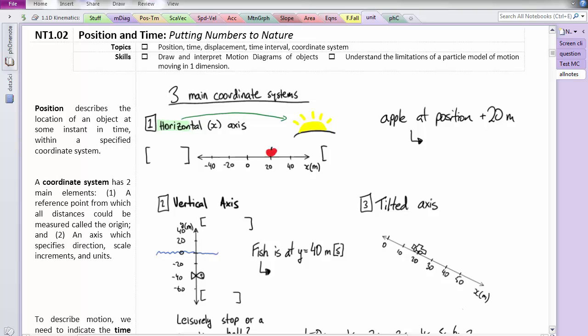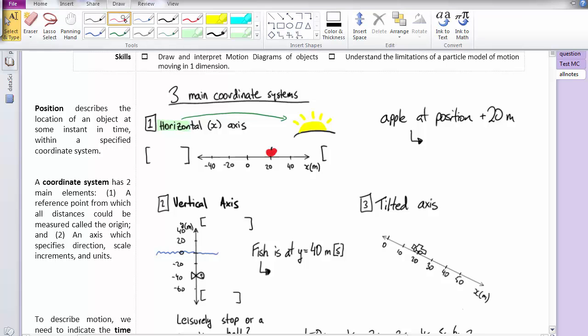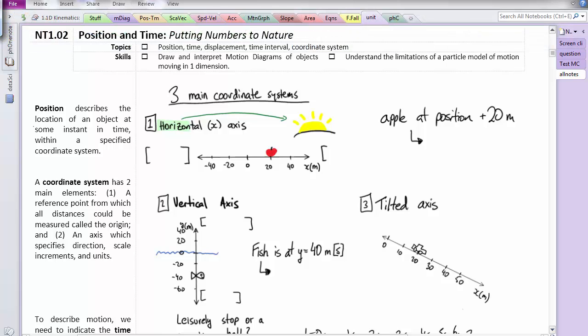In this cast, we're going to be learning about how to express position and time with numbers. We need to do this in order to describe things like velocity and acceleration later on. So, in a basic sense, position describes the location of an object at some instant of time within a specified coordinate system. Okay, so what does that mean?